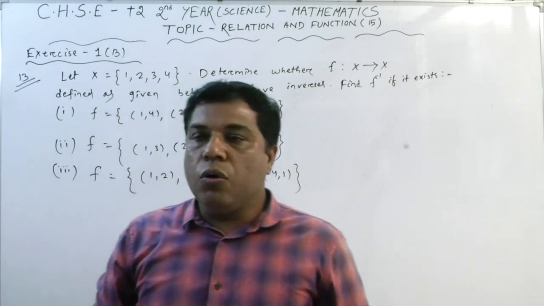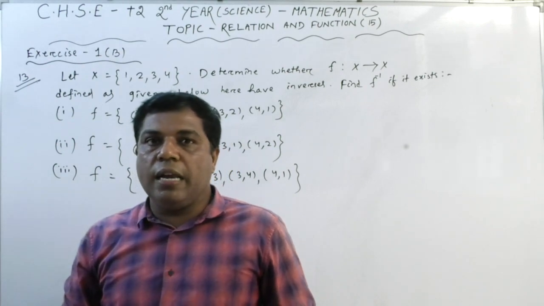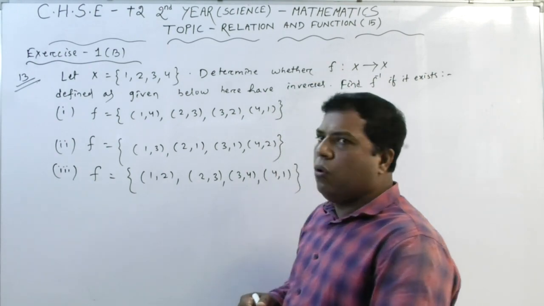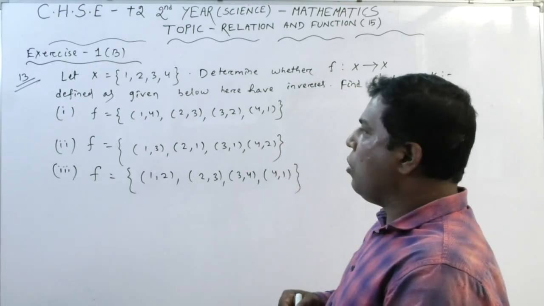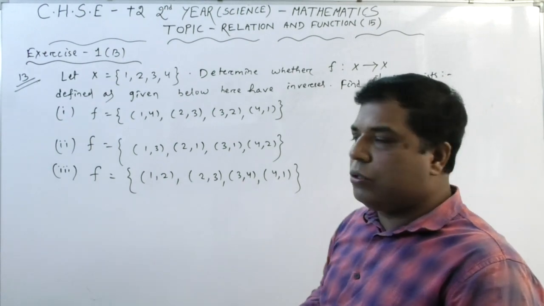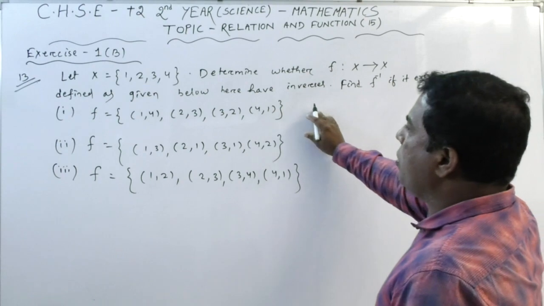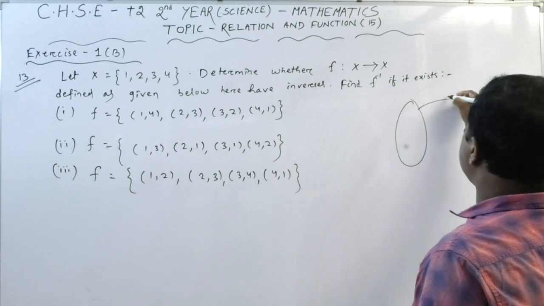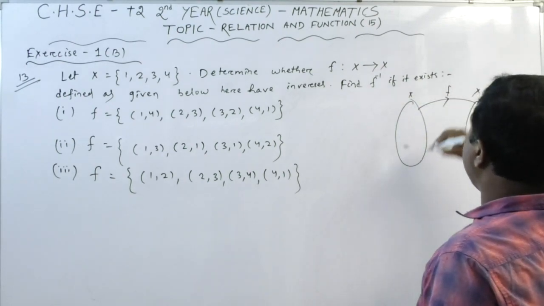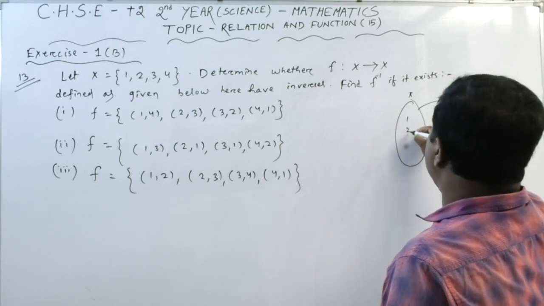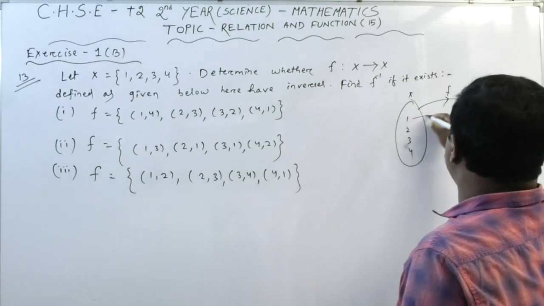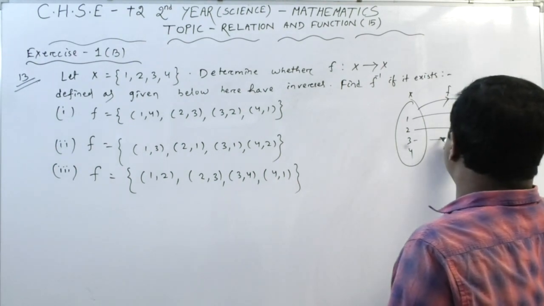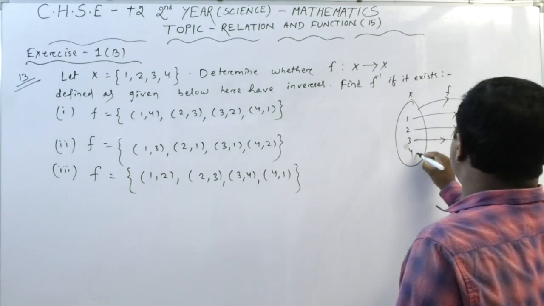So here we have to check whether an inverse exists for these functions defined from X to X, for which we will go for a pictorial way for your understanding, and we will find the inverse. First of all, I am going for part 1. Here the function is from X to X. It is defined, and X contains 1, 2, 3, 4, and the images are: 1 converts to 4, 2 converts to 3, 3 converts to 2, and 4 converts to 1.